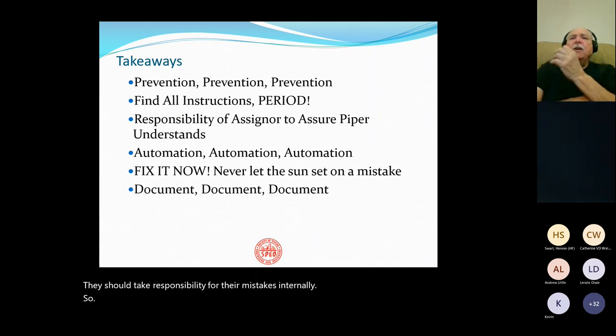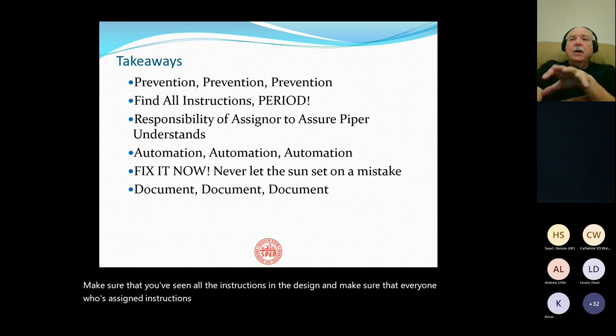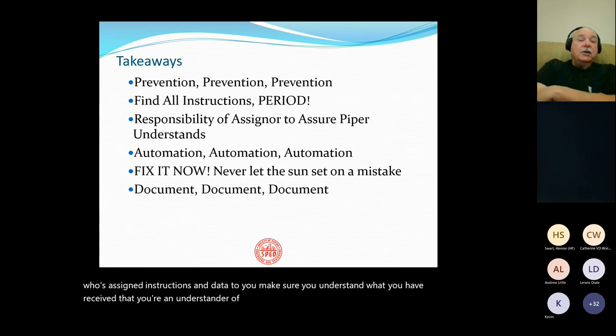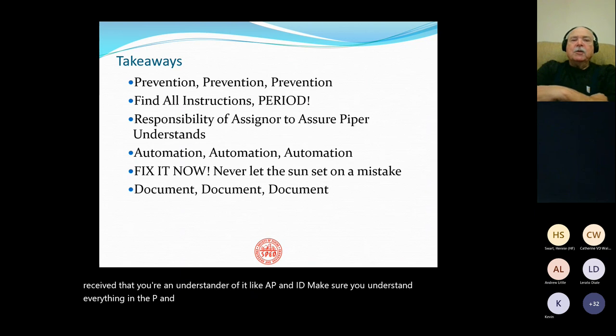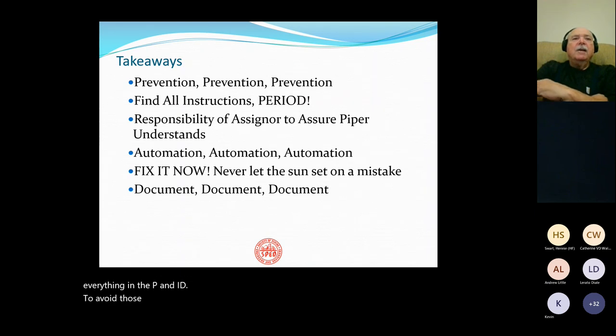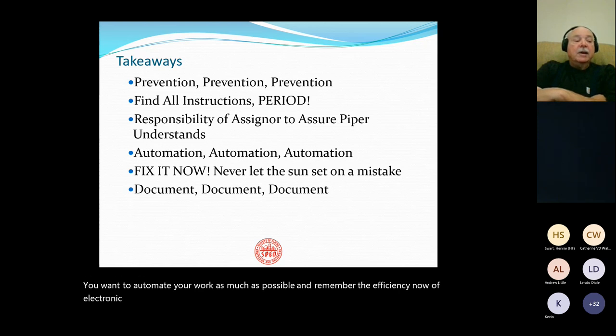So make sure that you've seen all the instructions in the design, and make sure that everyone who's assigned instructions and data to you, make sure you understand what you have received, that you're an understander of it, like a P&ID. Make sure you understand everything in the P&ID. To avoid those mistakes, you want to automate your work as much as possible. And remember, the efficiency now of electronic models is to automate as much as you possibly can.